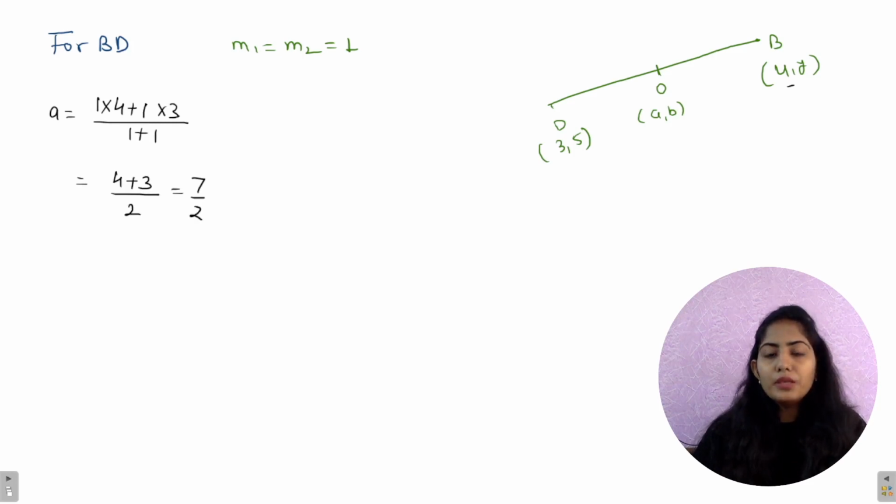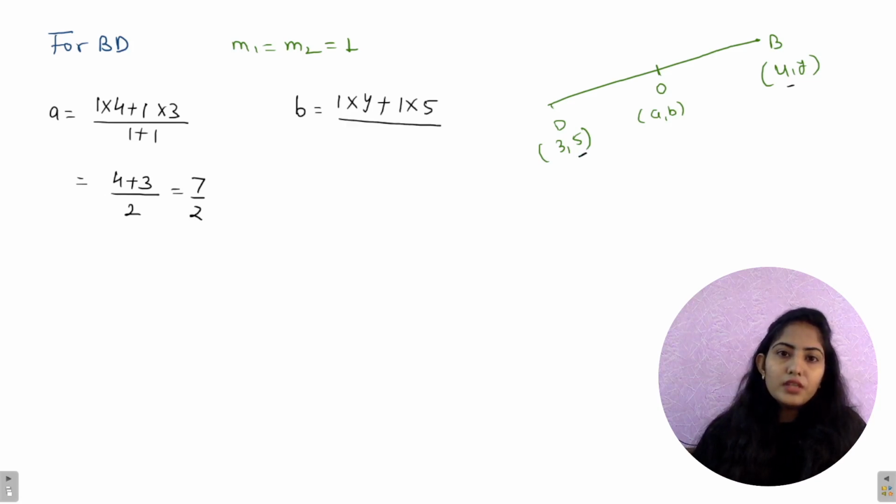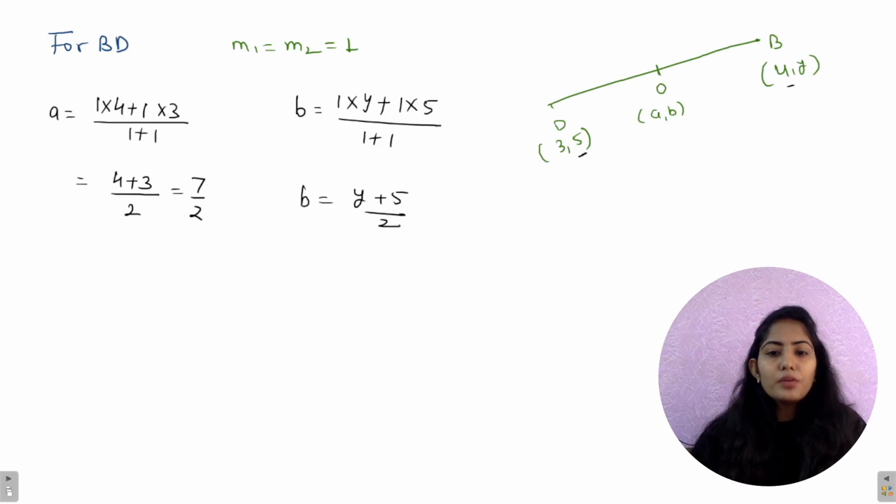Now come to b. Again, b is m1 into y2, where y2 is y, plus m2 into y1, where y1 is 5, upon 1 plus 1, that is equal to (y plus 5) upon 2. That is b. Now what? Now we have to compare a and b.